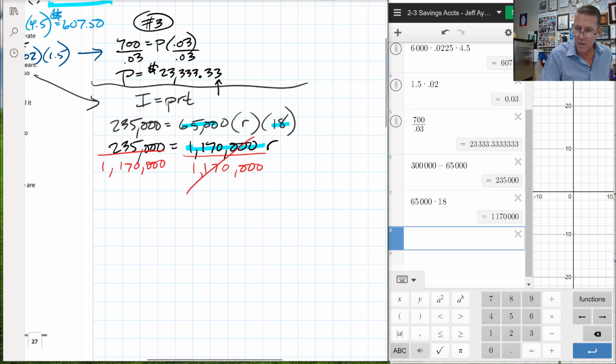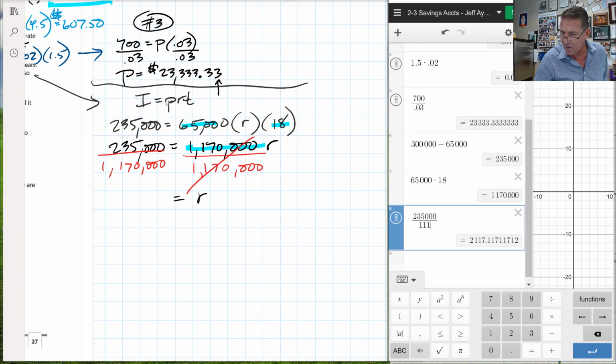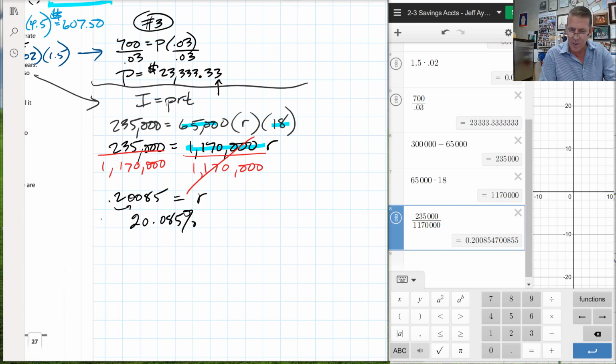Okay, so here we go. So what is R equal to? I don't know. Let's figure it out. 235,000 divided by 1,170,000. Got to make sure you type it in correctly. And we get this decimal here, 0.20085. If you shift this right two places, you get 20.085% as an interest rate.